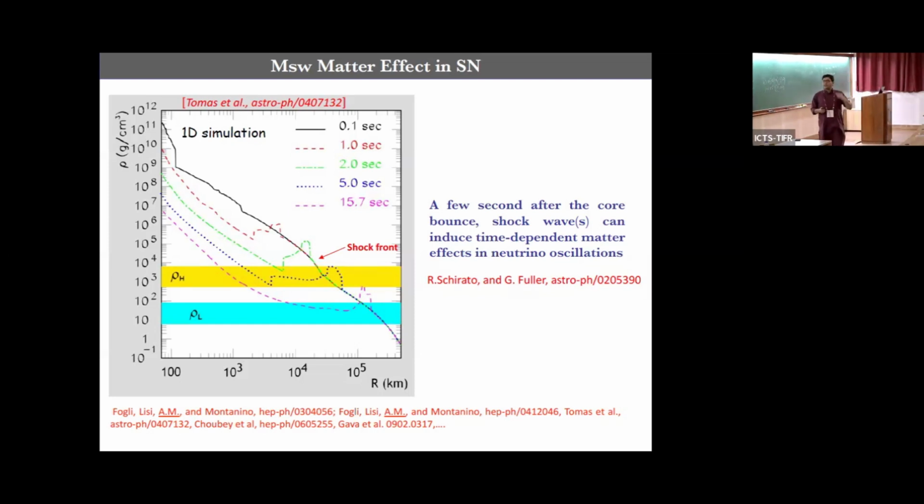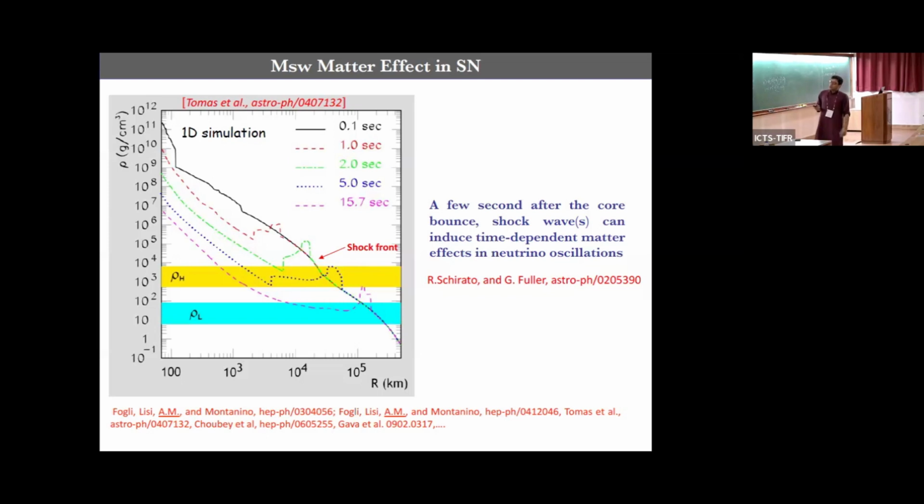And the resonance density for these neutrinos, for both ρH and ρL, if you know √2 G_F N_e, you can actually plot it here. So this is the resonance zone, and once the neutrinos move through this, we are going to have some shock wave effect. What is the meaning? For example, if you look at this black curve at 0.1 second, you can consider it to be a very adiabatic problem. But when the shock front goes through this area, you can have a non-adiabatic scenario, and there can be matter resonance oscillation.